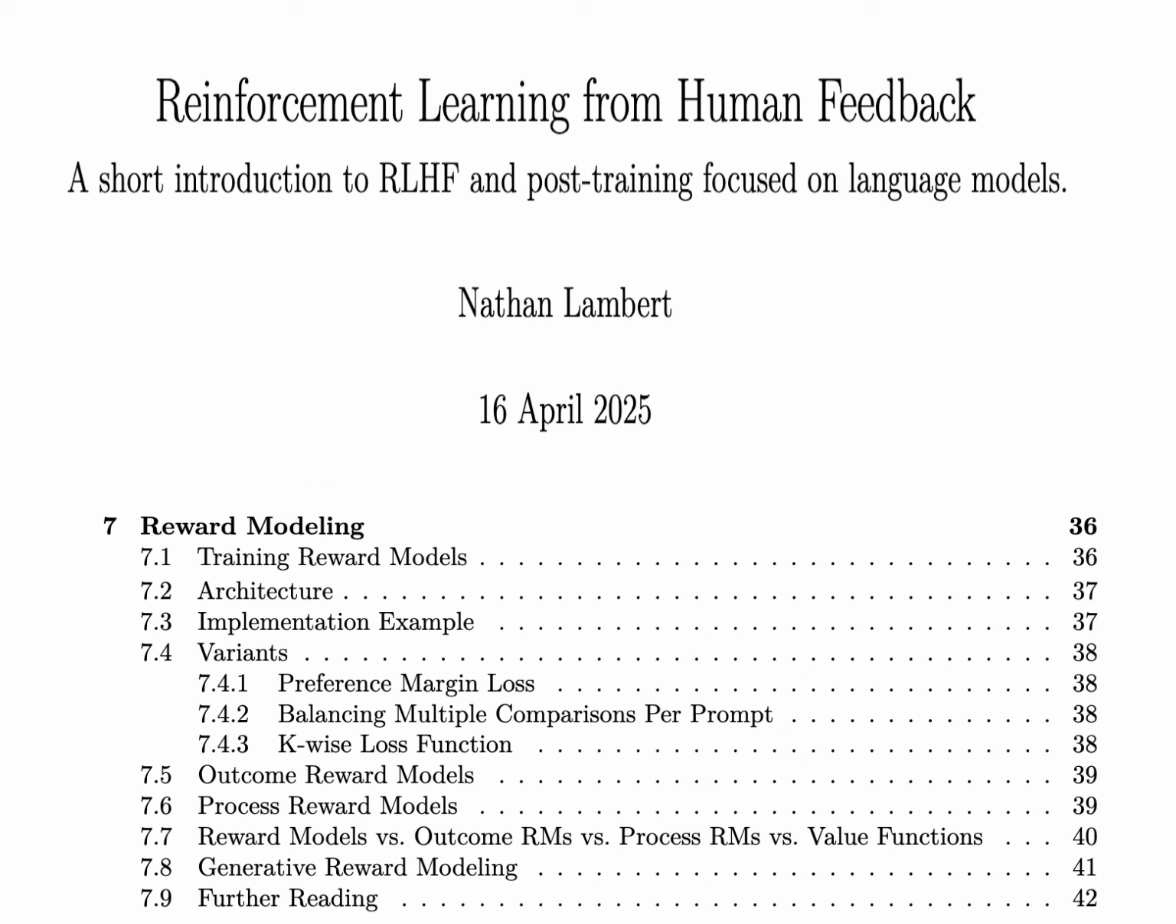Traditionally, PRMs are trained with a language modeling head that outputs a token only at the end of a reasoning step, e.g. at the token corresponding to a double new line or other special token. These predictions tend to be -1 for incorrect, 0 for neutral, and 1 for correct. These labels do not necessarily tie with whether or not the model is on the right path, but if the step is correct. 7.7 Reward models versus outcome RMs versus process RMs versus value functions.